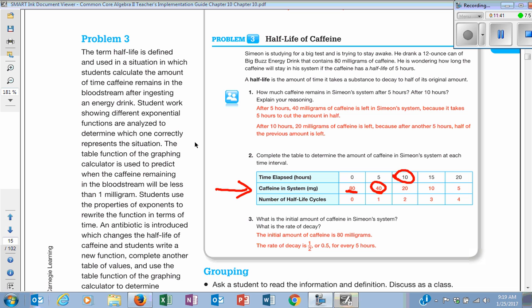After 10 hours, he'll have 20 because this is another 5 here. It'll go down another half. Another 5, it's going to go down a half. Another 5, it's going to go down a half.